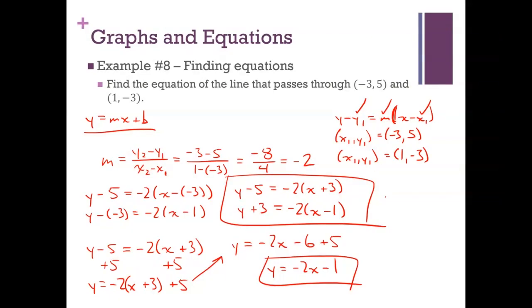So these two in this box are point slope form. This right here is slope intercept.